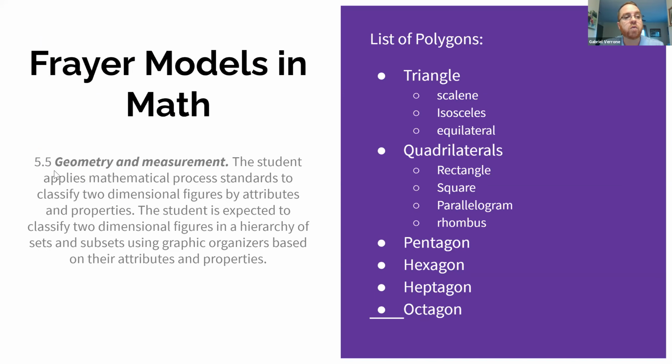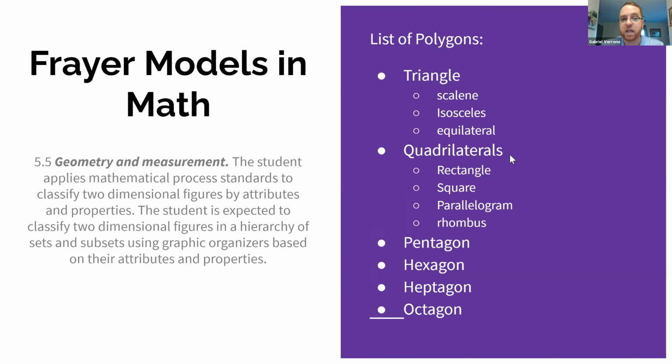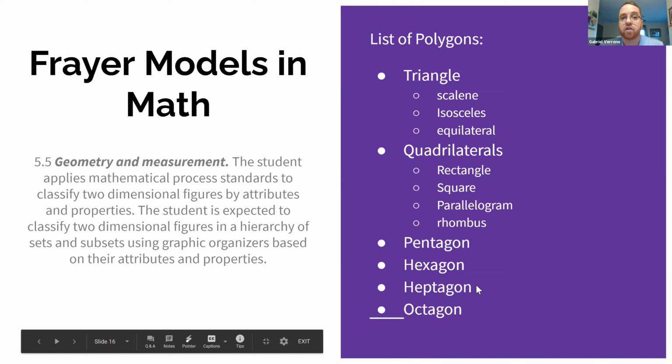Okay, so let's say we were teaching a 5th grade math TEK, right? It's 5.5 geometry and measurement, right? And basically the student is expected to classify two-dimensional figures in a hierarchy of sets and subsets using graphic organizers based on their attributes and properties. I did not provide every single 2D figure, right? But I provided triangles, a variety of quadrilaterals, and then 5, 6, 7, 8-sided figures, okay? So what might that look like, okay?